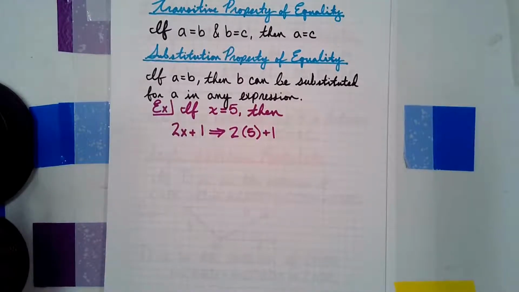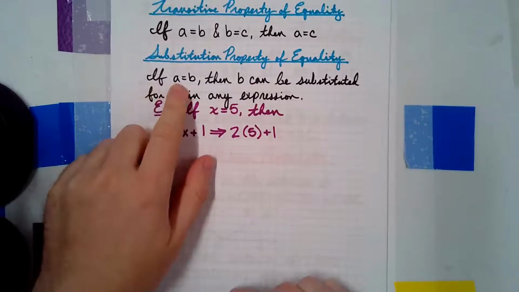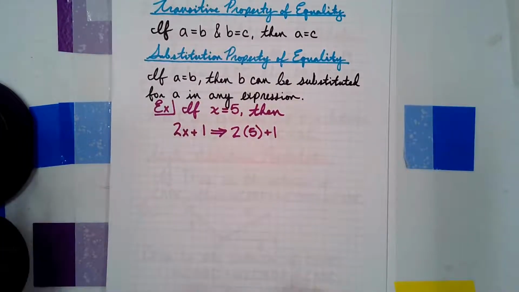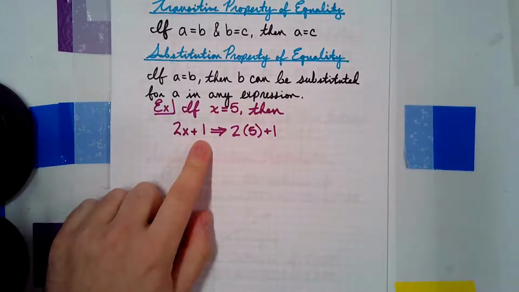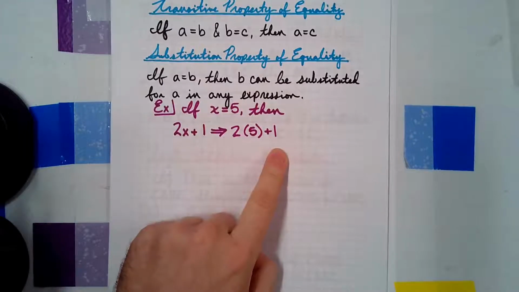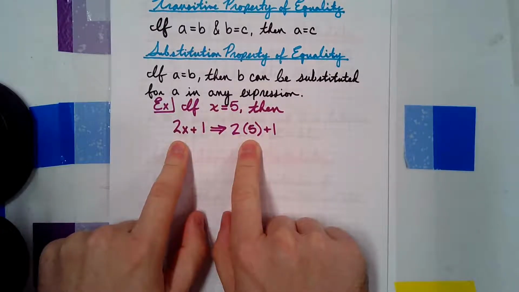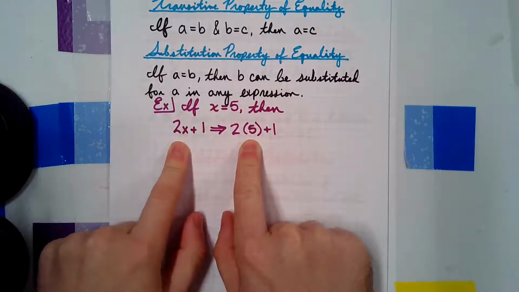All right, so let's talk about the substitution property of equality. If A equals B, then B can be substituted for A in any expression. Again, words are hard, math is easy. You've been doing this the whole time. It's the only thing you learned in algebra in theory, is how to plug stuff in, right? So if x equals 5, I tell you that, then you know that 2x plus 1 is the same thing as 2 times 5 plus 1, right? Because x is 5. It is the same dumb thing, which means we can switch them out.